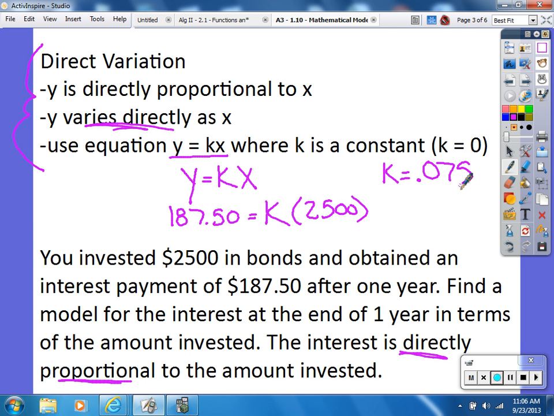No. You've got to read the problem. See how right here it tells me the interest is directly proportional? Blank is directly proportional. I used that statement there and filled that in. That's how I did that.